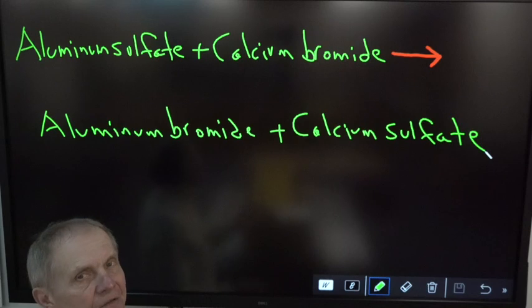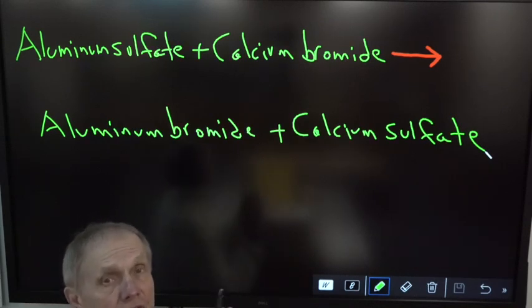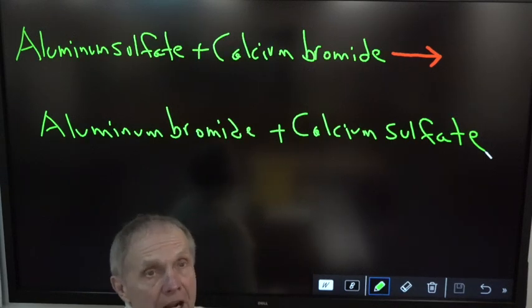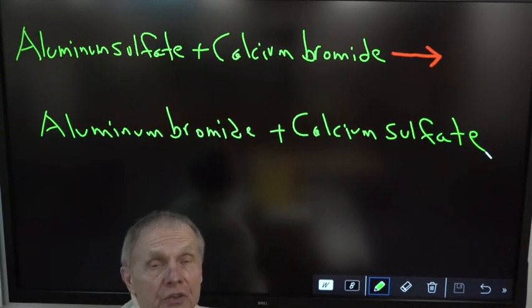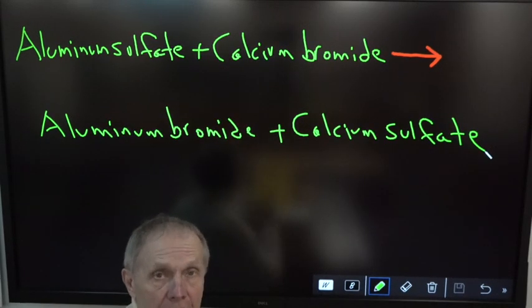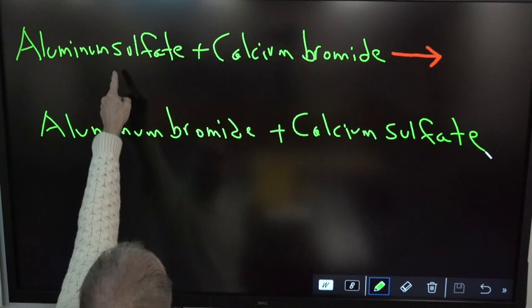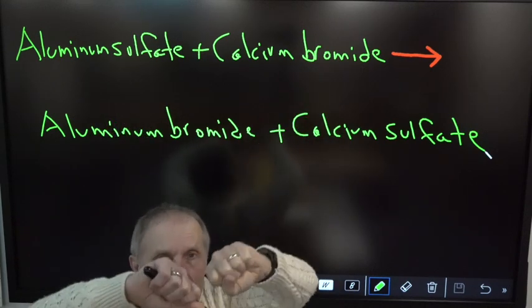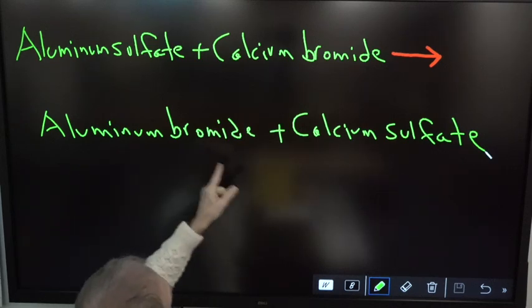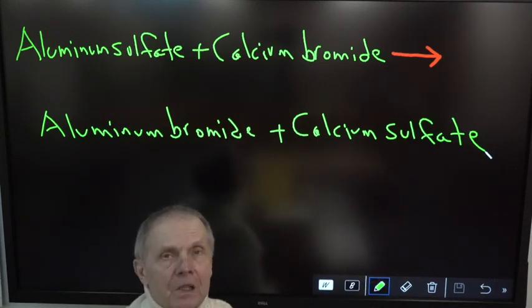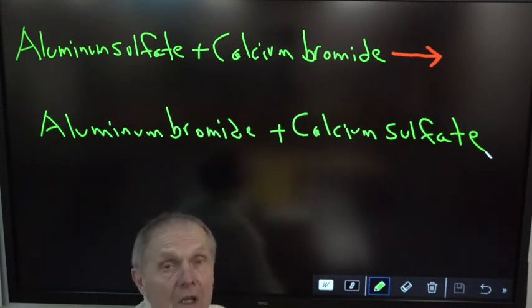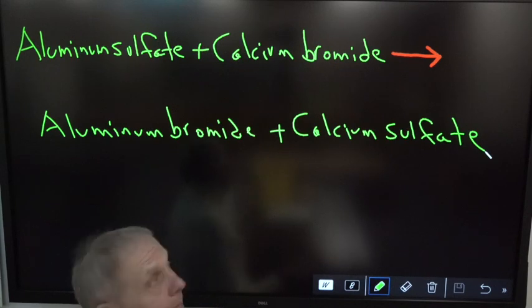Let's see if there's any reaction at all. If there's no reaction, both products will be soluble. If there is a reaction, that means one of these products will be insoluble and precipitate out of the solution. Because remember, aluminum sulfate is a solution, and calcium bromide is a solution. You pour them both together, and you get aluminum bromide and calcium sulfate. If something falls out when you pour them together, or precipitates out, there is a reaction. So let's check them out.